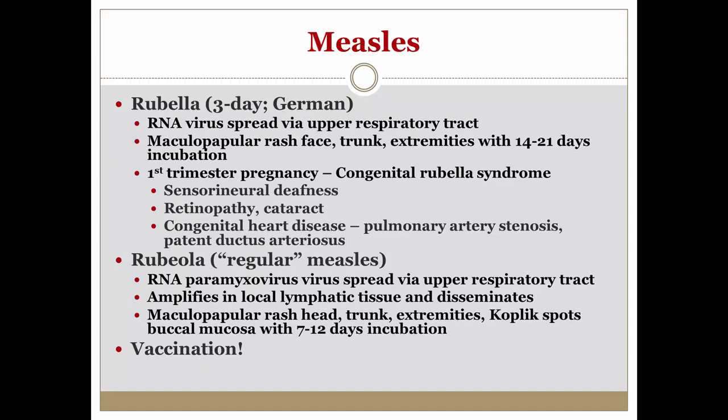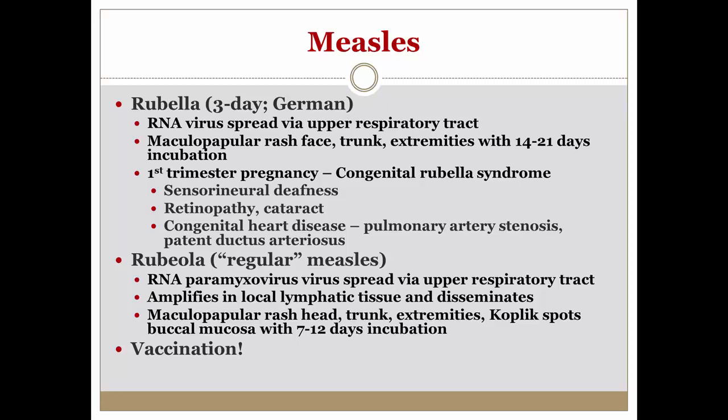The third virus we're going to talk about is measles. We just talked about herpes. So with measles, we're going to talk about the two forms, rubella and rubeola. Rubella is what we used to call German measles. It's the 3-day measles, and this is an RNA virus that spreads through the upper respiratory tract. Now, this virus manifests as a maculopapular rash on the face, the trunk, and the extremities, and it has a fairly long incubation period of 14 to 21 days.